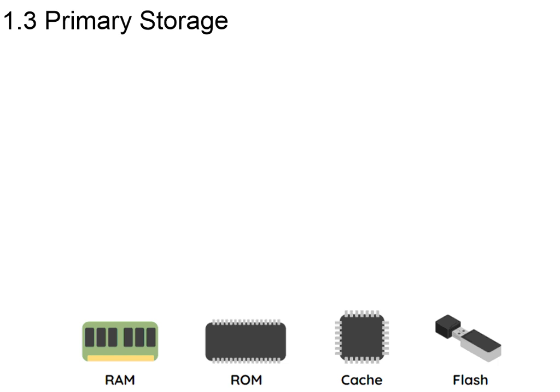1.3. So 1.3 is all about primary storage. There's 4 types of primary storage that we need to know about.